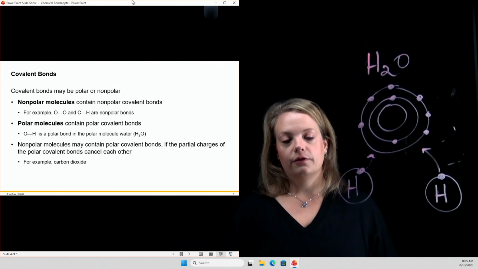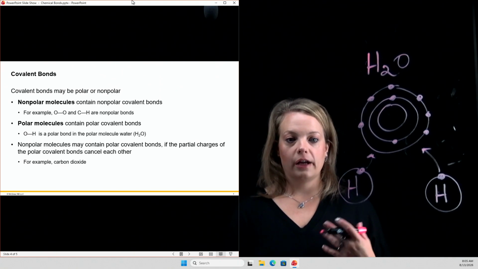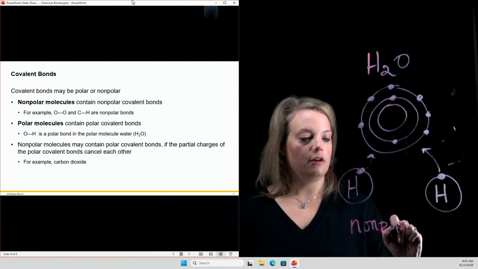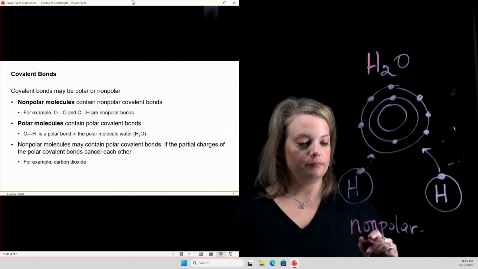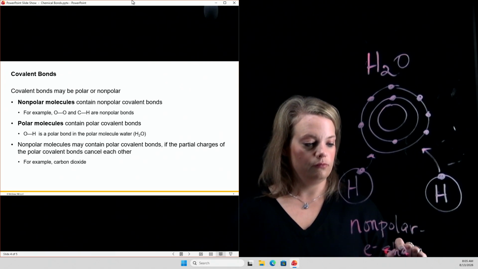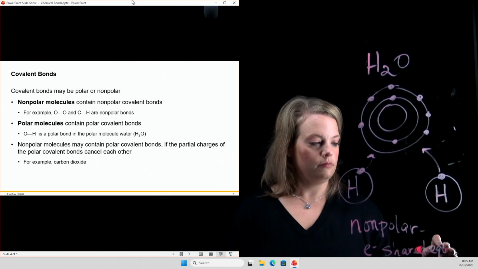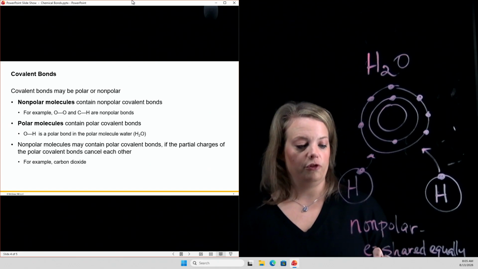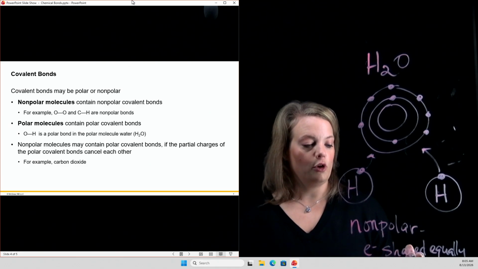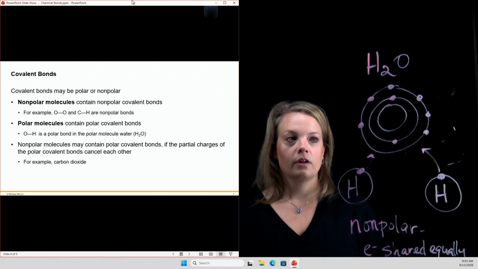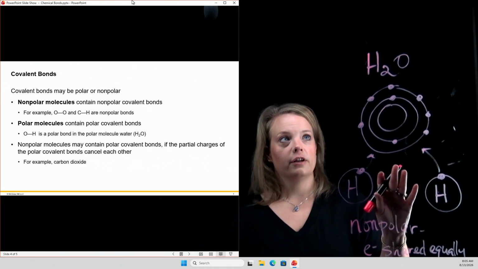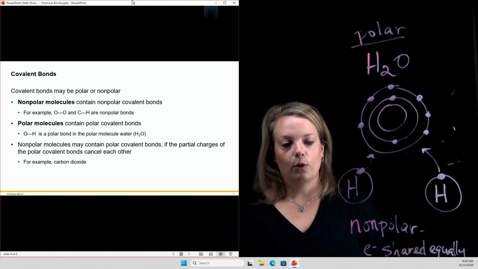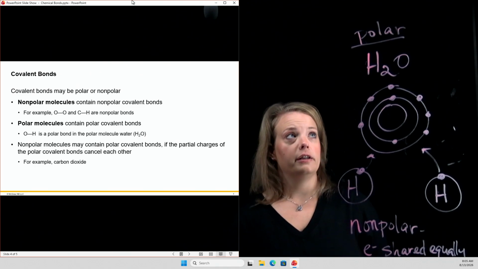There are 2 types of covalent bonds, polar and nonpolar covalent bonds. In nonpolar covalent bonds, electrons are shared equally. And a great example of this is O2, what we just talked about. Carbon dioxide is another one. Water, however, is a great example of a polar covalent bond. And in polar covalent bonds, the electrons are shared unequally.